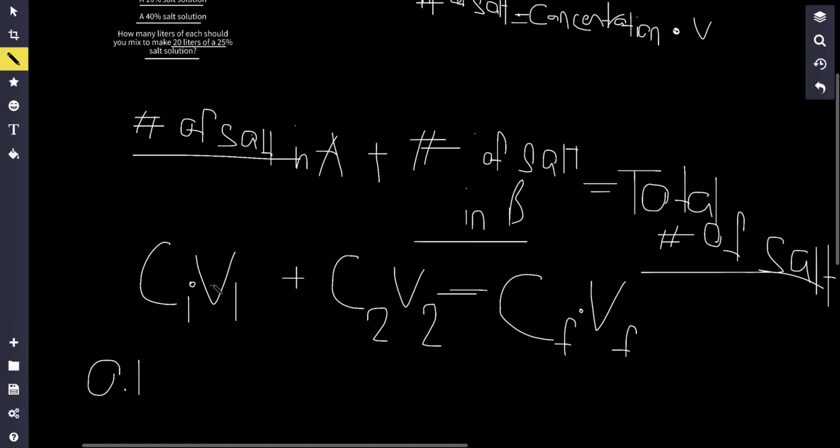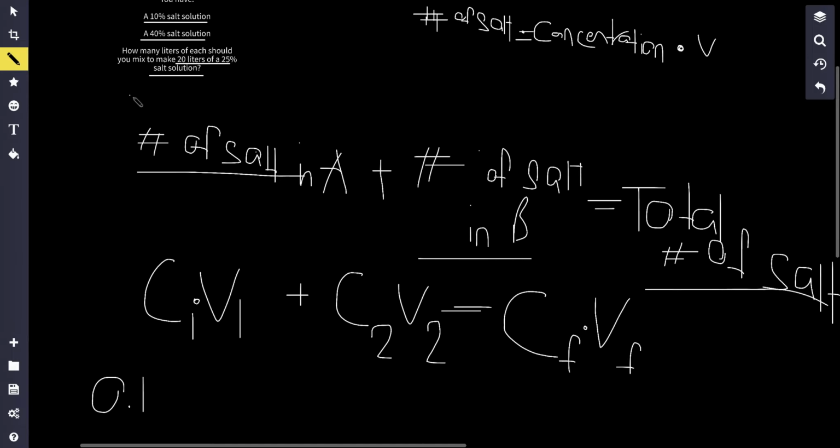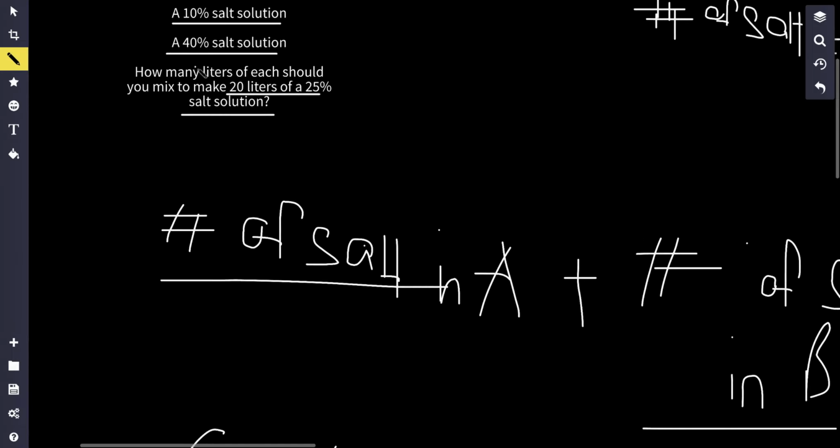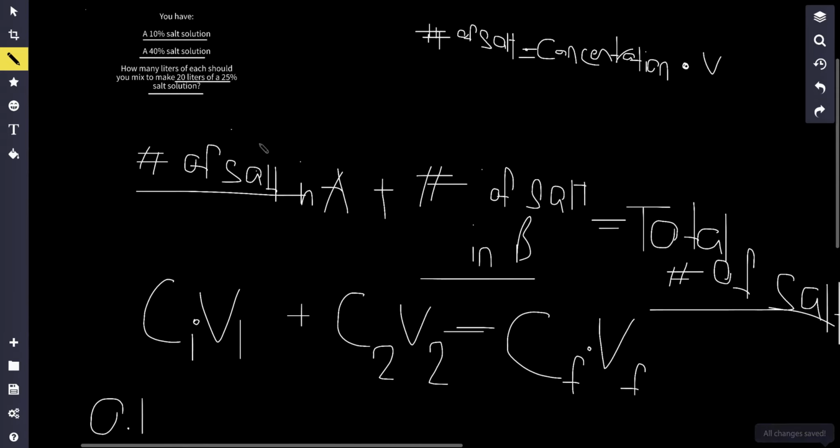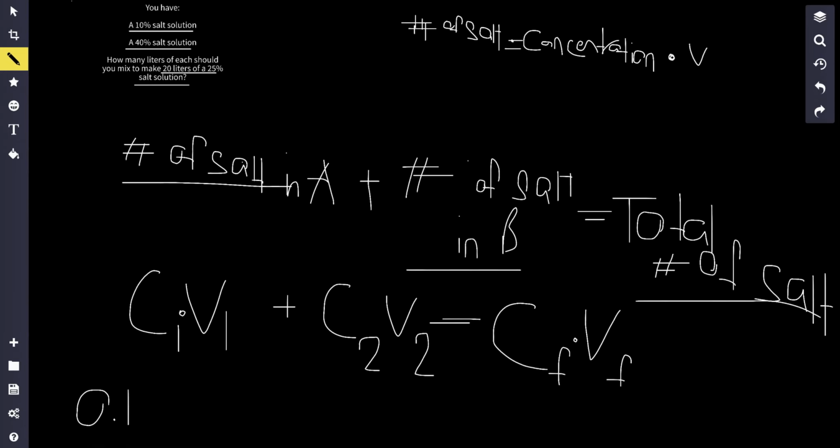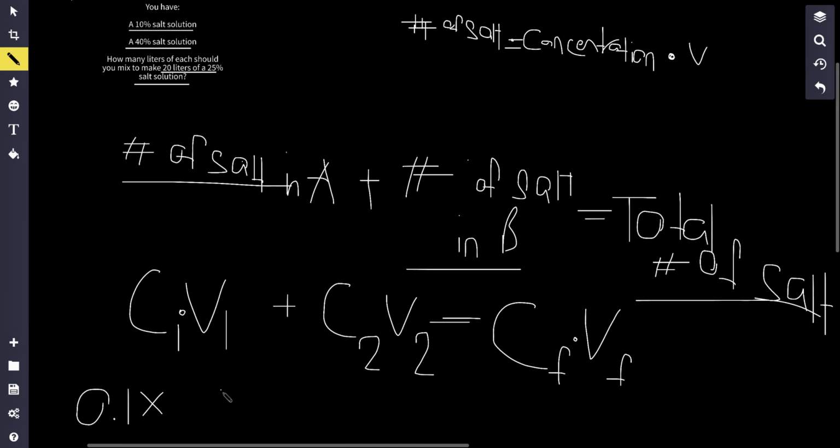And the volume for this first solution, well, we don't know, because we want to find out how many liters of each I should mix. So I don't know how much volume I should take in, right? Because this practice problem doesn't give me a volume, I'm just going to put an X here. All right, that's my unknown.